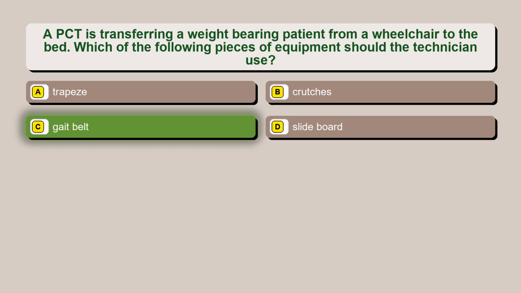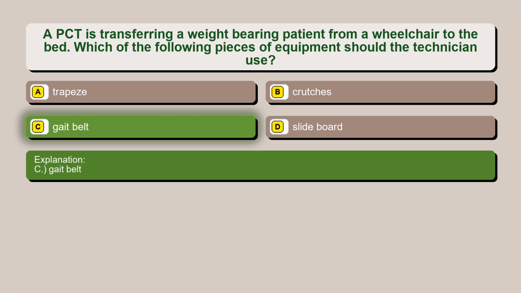The correct answer is option C, gait belt. C, gait belt. Question 49.